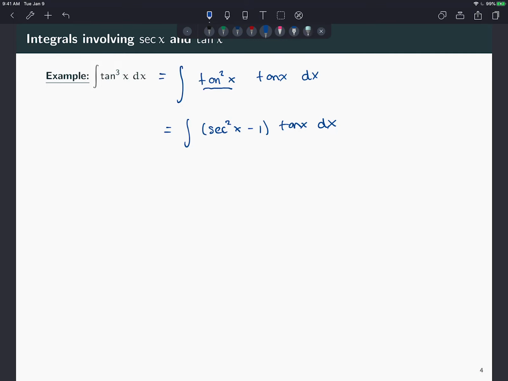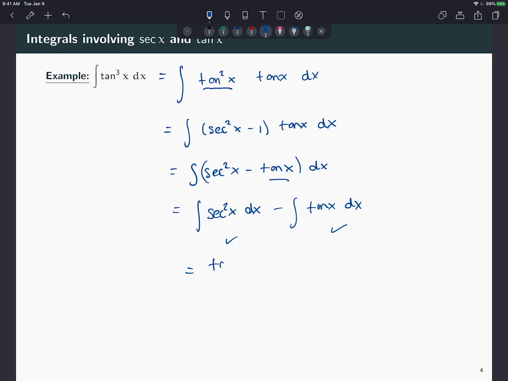So what I have here is, if I distribute, I have secant squared of x minus tangent x, which works out because I can do the secant squared. The secant squared of x is the derivative of tangent, and then I have the integral of tangent, which we already did in the past. So this becomes two integrals, the integral of secant squared and the integral of tangent. This one we did at the beginning of the video, and this is just the derivative of tangent. So this is tangent x.